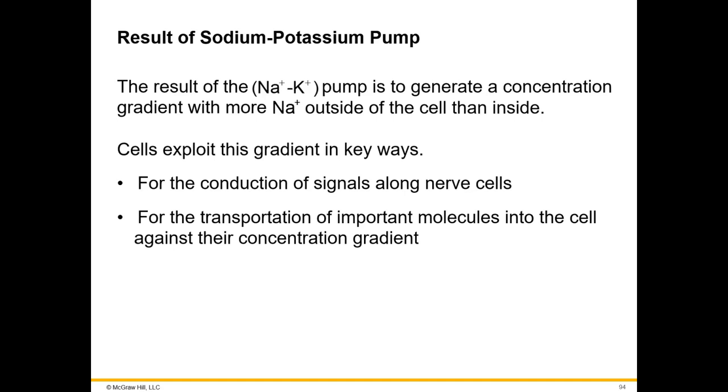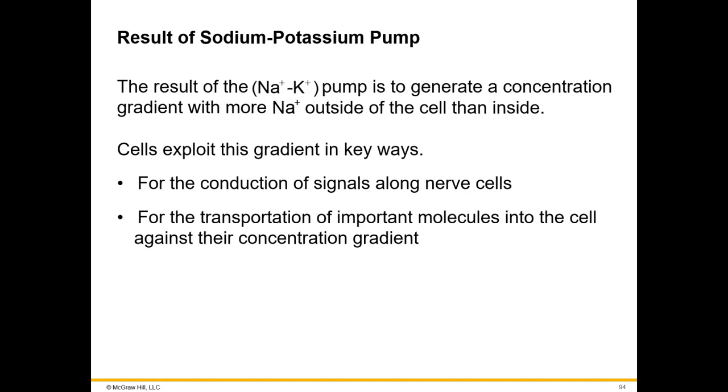So the result of that sodium-potassium pump is to generate a concentration gradient with more sodium ions outside of the cell than inside. So basically, without this pump, we would just have a constant flow of sodium ions into our cells based on the concentration gradient. And so this is providing a way for us to find balance where we have more sodium ions outside of the cell.